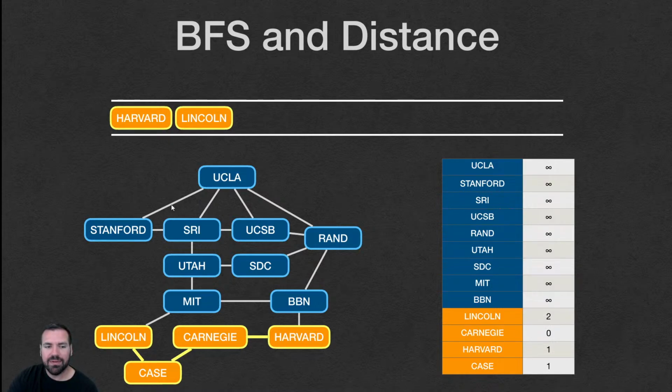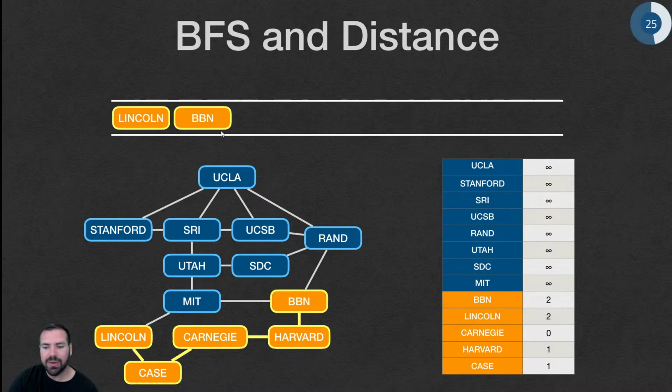Very similar thing to Harvard. Harvard is going to check Carnegie. It's been explored. It's going to check BBN, so do nothing. It's going to check BBN. It has not been explored, so mark it as explored, enqueue it, and set its distance equal to Harvard's distance plus 1.